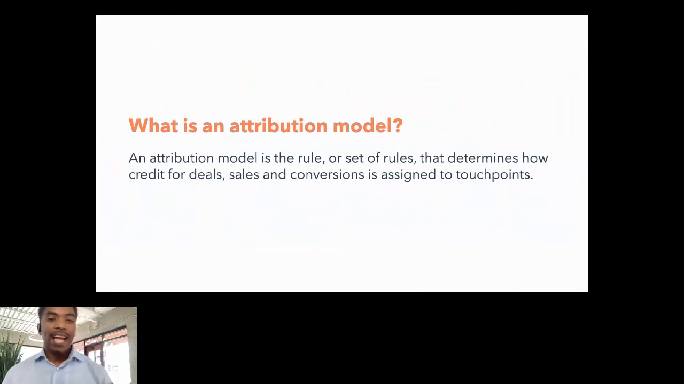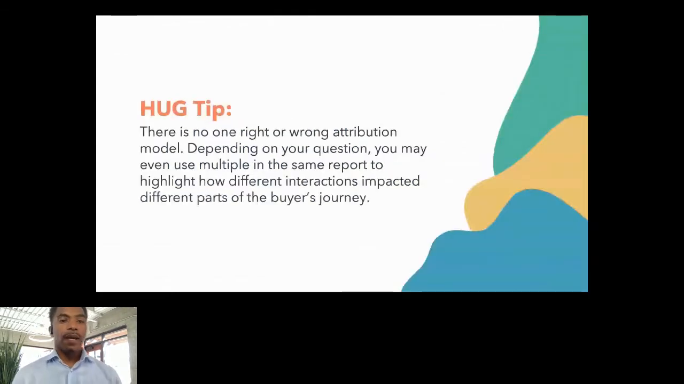All right, so now we're turning the corner to third base. We're going to get into the actual models, and this is probably one of the most challenging for people to grasp. So pay attention here, this is really important stuff. Ultimately, what is an attribution model? It's a rule or set of rules that determines how you give credit for revenue. And that's what we're going to run through today.